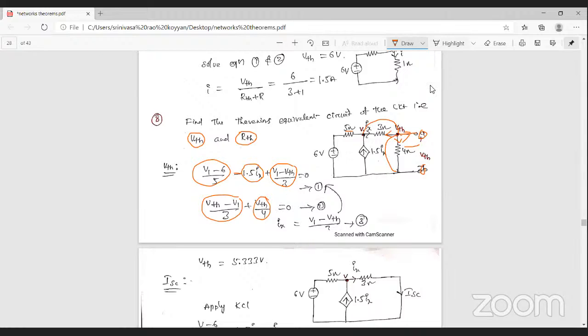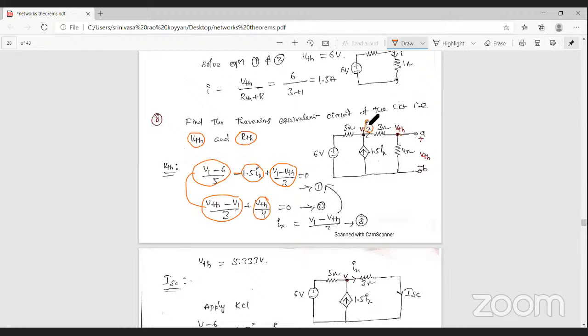So from equation 1 and equation 2, you can observe that there are three unknowns, that is V1, Ix, and VTH. That's why it is difficult to find the Thevenin's voltage. That's why we require another equation. From this network, we can get another equation, that is from this network, Ix is given.